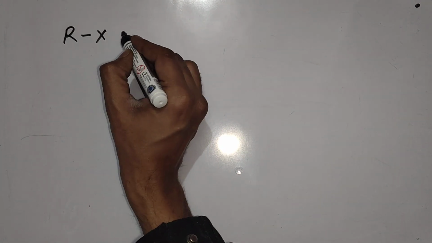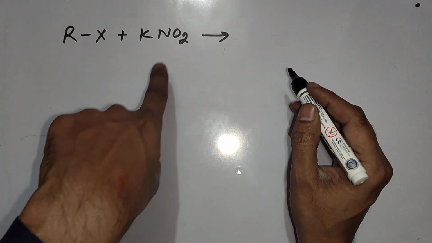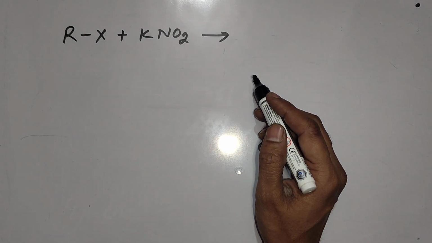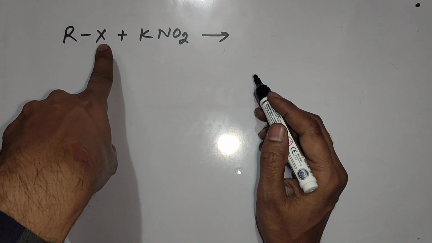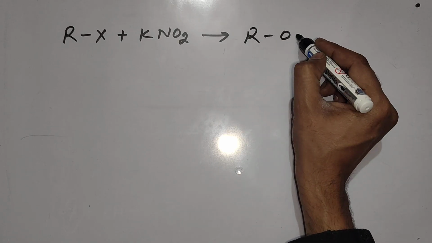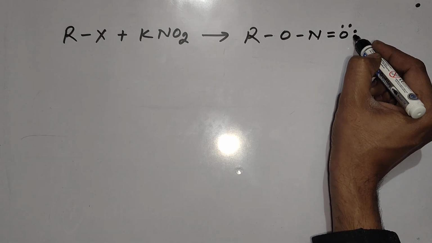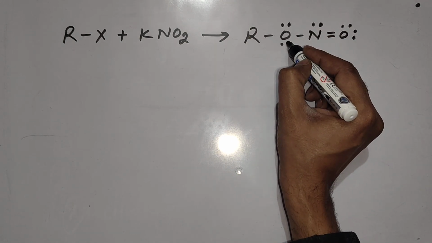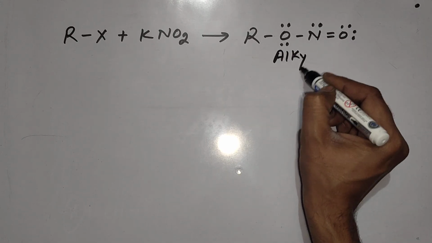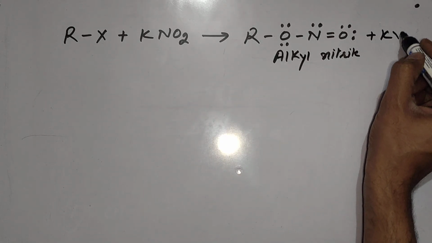When RX reacts with KNO2, we know in potassium nitrite, the nitrite part is a nucleophile. So it is going to substitute RX, which is a weaker nucleophile as compared to nitrite. Bonding with R will be done through the oxygen site, like this. Alkyl nitrite will generate, and X will come with K, so KX will be the side product.